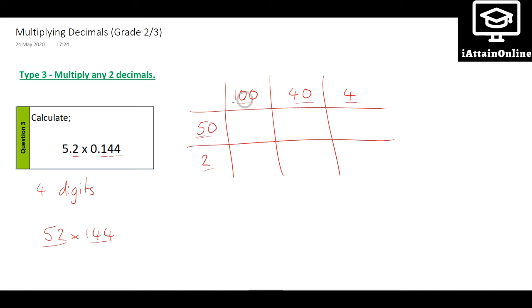Well, 5 times 1 is 5. And then I've got these 3 zeros, so 50 times 100 is 5,000. 5 times 4 is 20, and then I've got 2 zeros. 5 times 4 is 20 again, and then 1 0. 2 lots of 100 is 200. 2 lots of 40 is 80. 2 lots of 4 is 8.